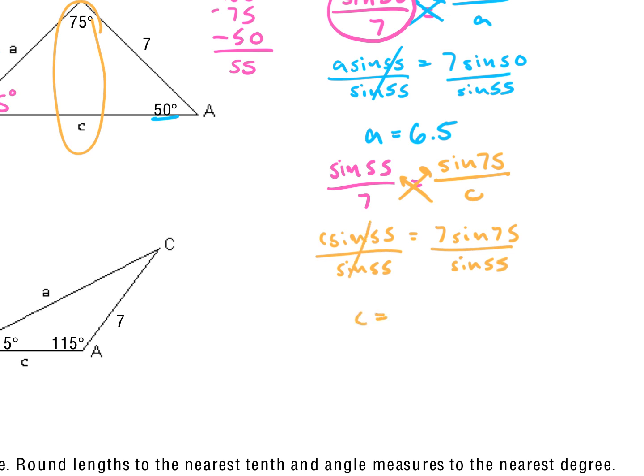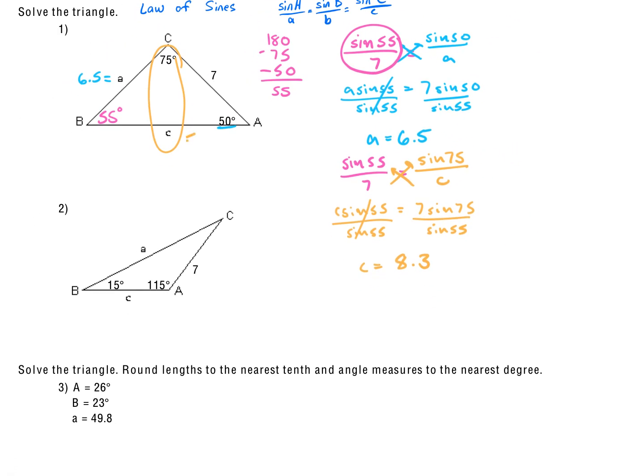So C is equal to, this we're going to put in our calculator, 7 times sine of 75 divided by sine of 55. We get 8.3. So C is 8.3. So these would be our three answers here.